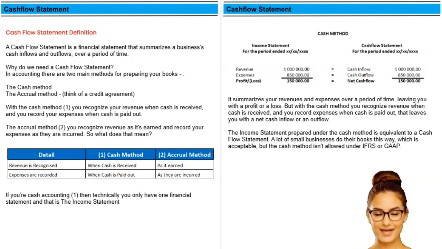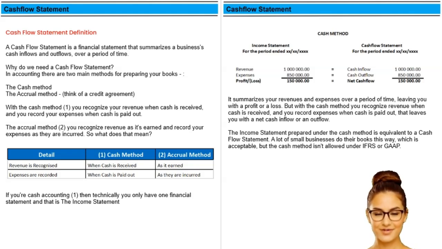So, what does that mean? If you're cash accounting, then technically you only have one financial statement, and that is the income statement. See the illustration. It summarizes your revenues and expenses over a period of time, leaving you with a profit or a loss. But, with the cash method, you recognize revenue when cash is received, and you record expenses when cash is paid out. That leaves you with a net cash inflow or an outflow.